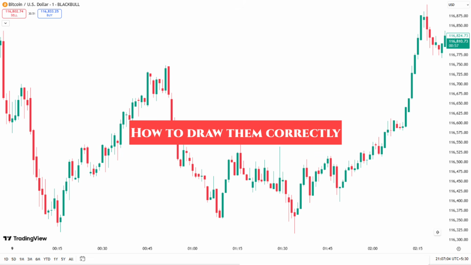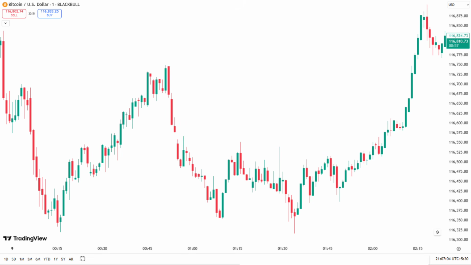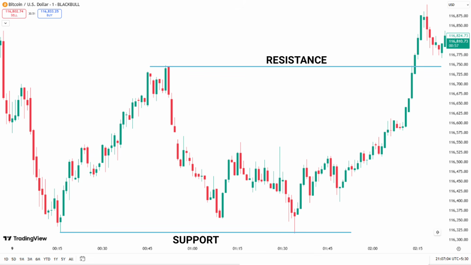How to draw them correctly. This is the second big mistake I see. People draw a single thin line for support or resistance. But here's the truth. Price doesn't move like a laser beam. It moves in zones. If you treat support and resistance as exact prices, you'll keep thinking they break when they're actually holding. Here's how to do it right.